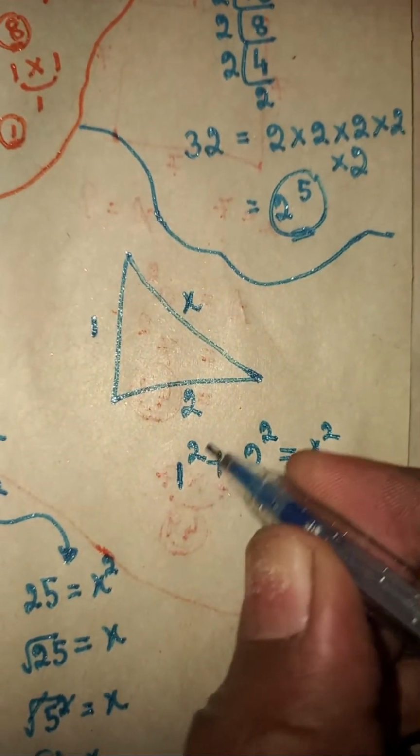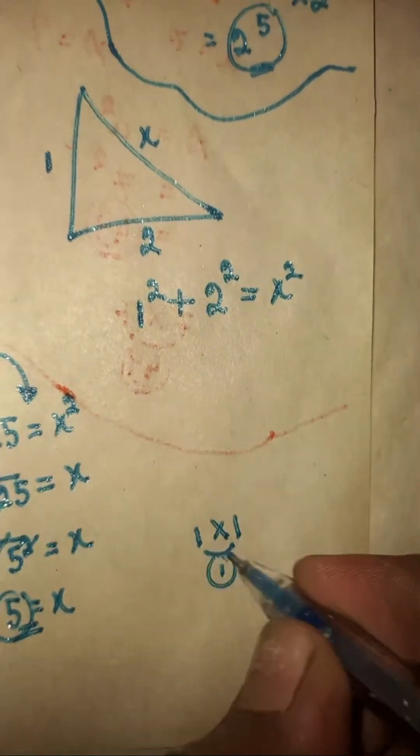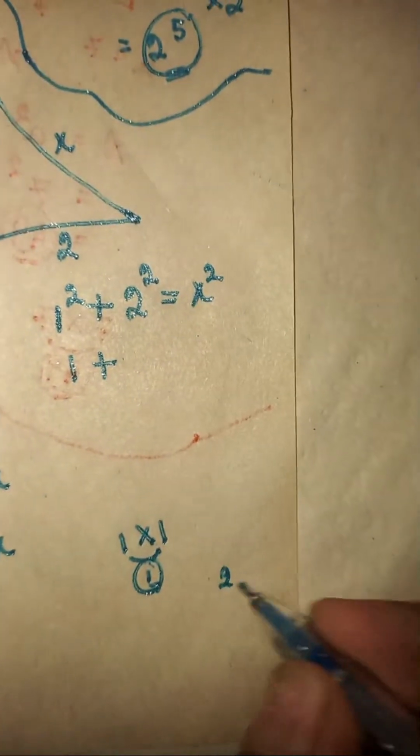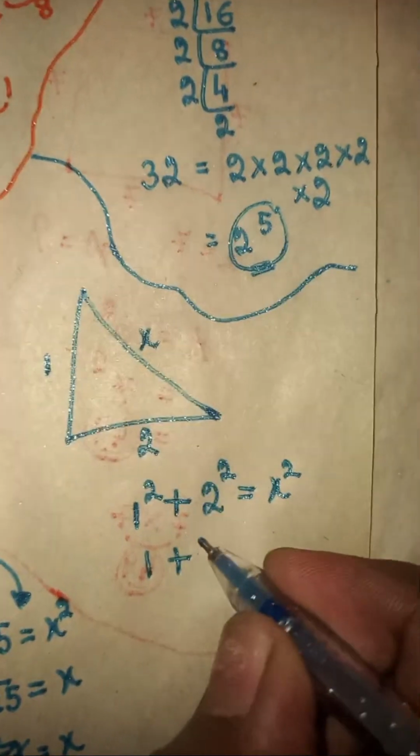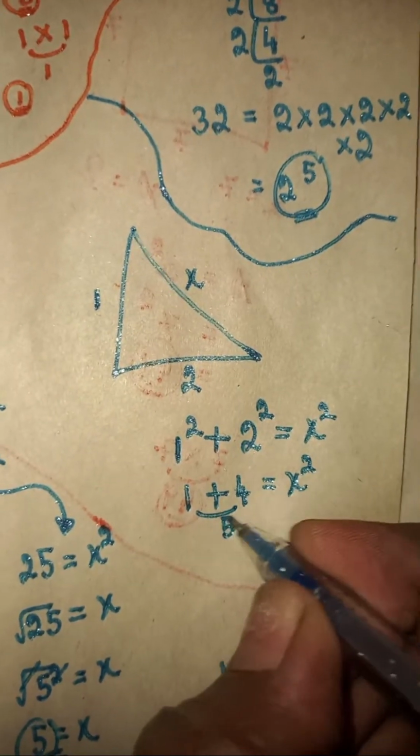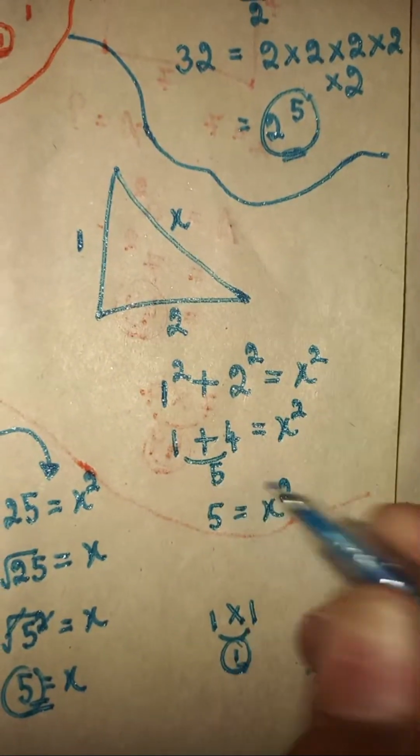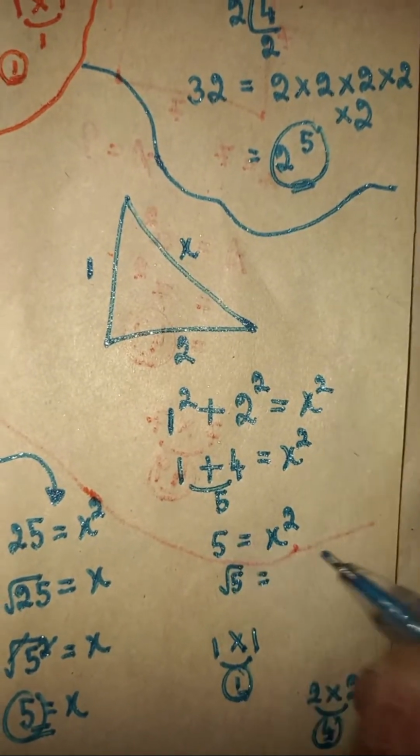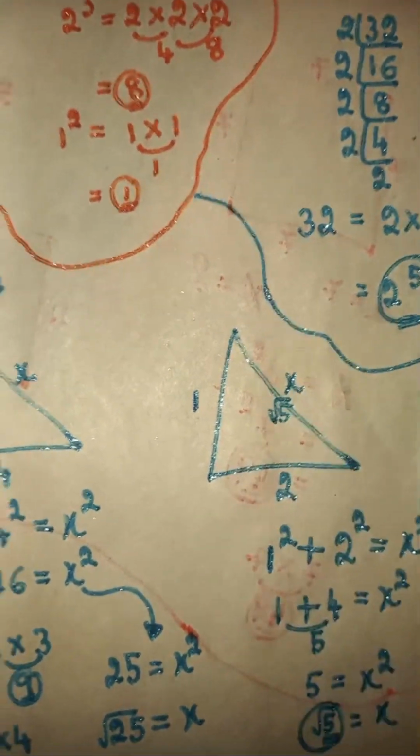Now you can take this 1 squared, right here 1 times 1, which remains as 1, so it is 1, plus 2 squared means 2 times 2, which becomes 4. So this 2 squared becomes 4, which is equal to x squared. 1 plus 4 is 5, so 5 equals x squared. Now this square moves to this side, it becomes root, so it becomes root of 5 equals x. So this x value is nothing but root 5.